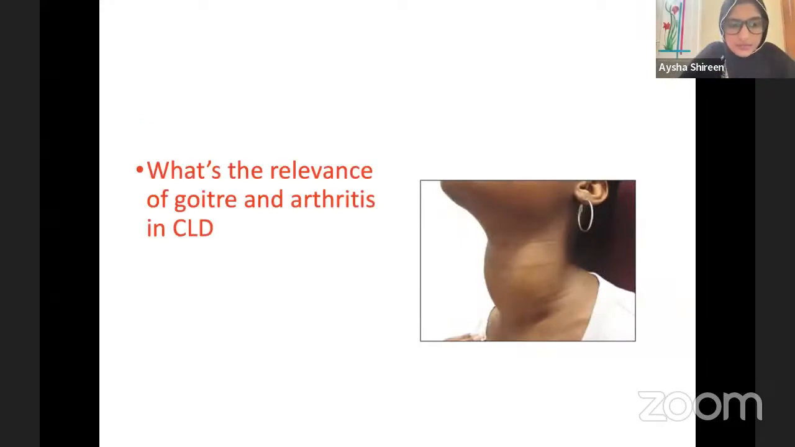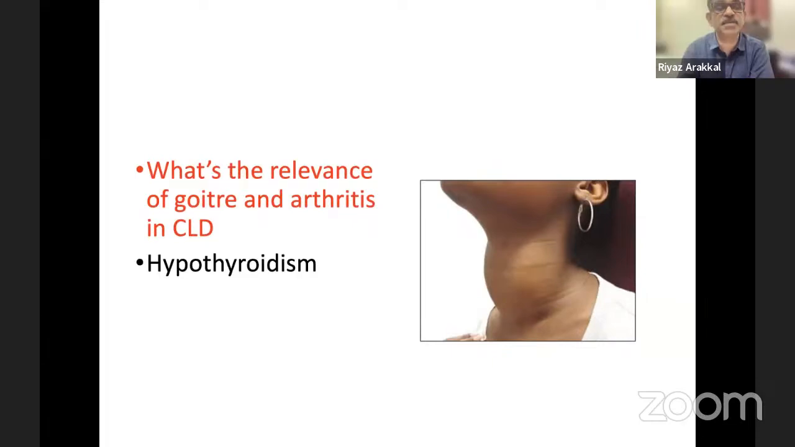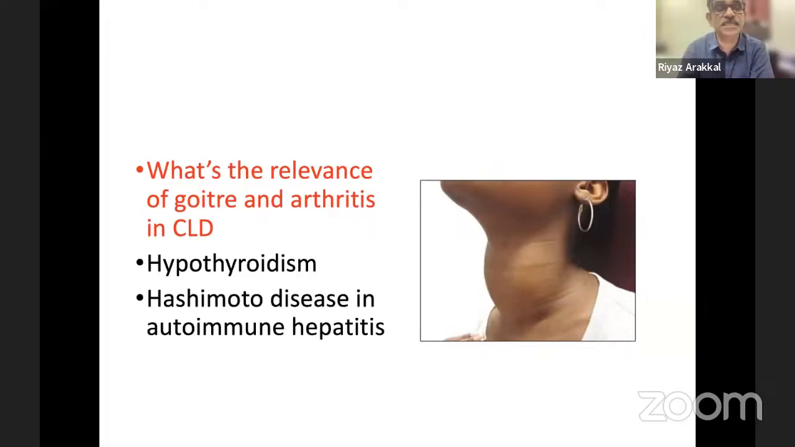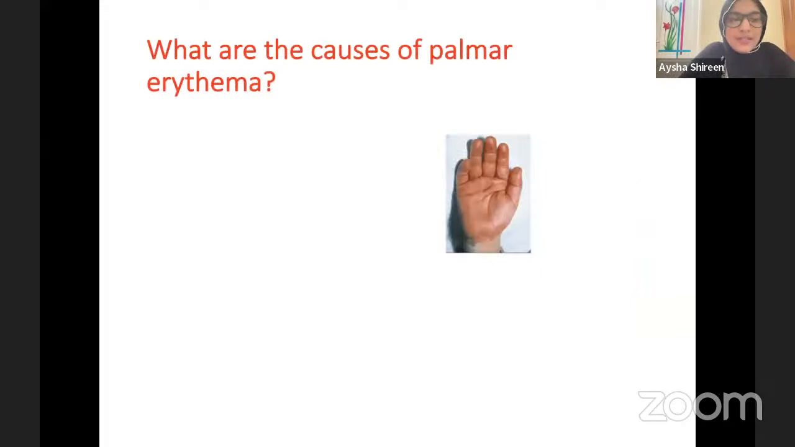What is the relevance? Thyroid swelling. The goiter and arthritis may be seen. Hypothyroidism. Relation with autoimmune hepatitis. No, this is all. What is this? Palmar erythema. What are the causes of palmar erythema? Anybody other than KMCT students? What are the causes of palmar erythema?